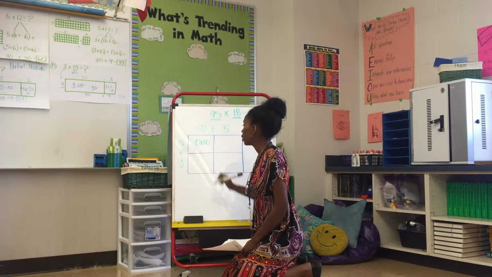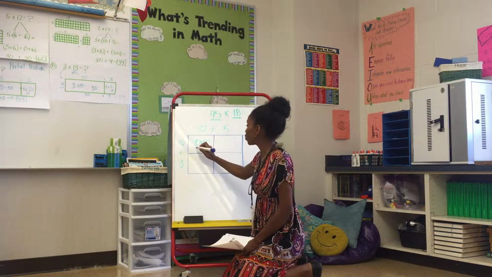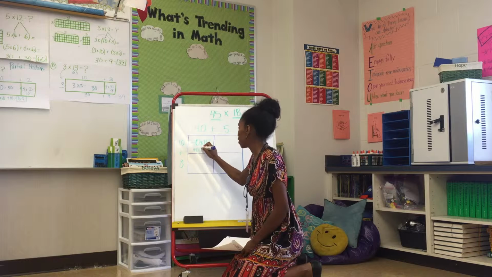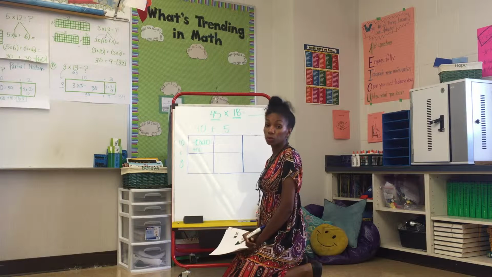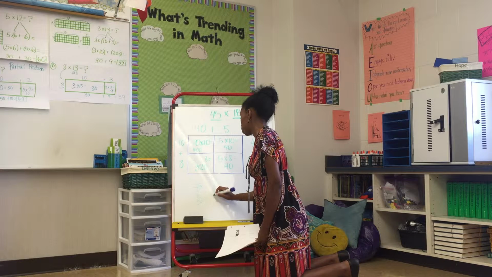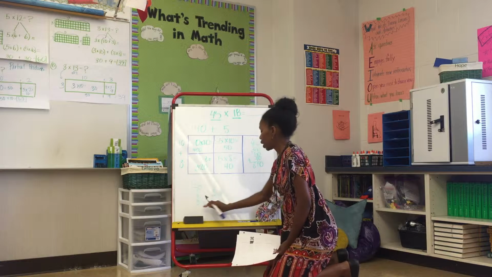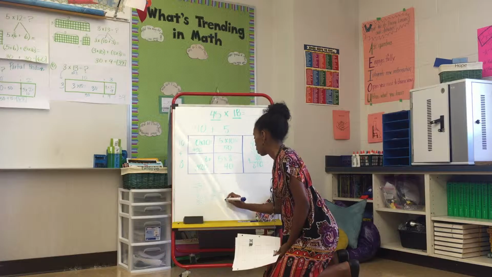Now in the first box I have 40 and 10 meeting together. And so what I'm going to do is multiply 40 times 10. Well, what is 40 times 10? That is 400. Hopefully you guys said that. So I wrote equals 400 in my box.